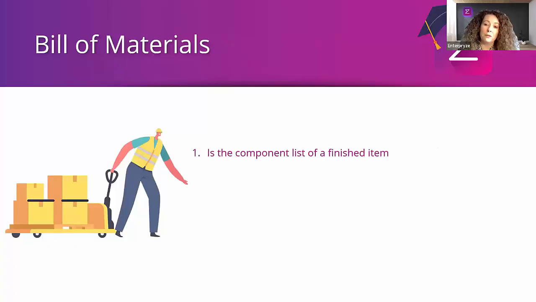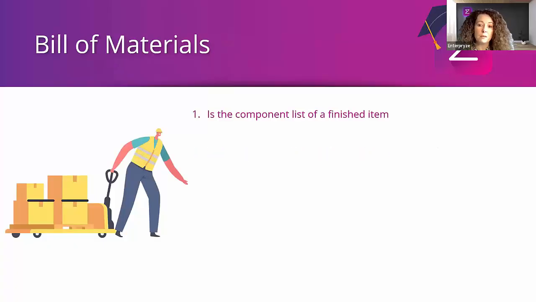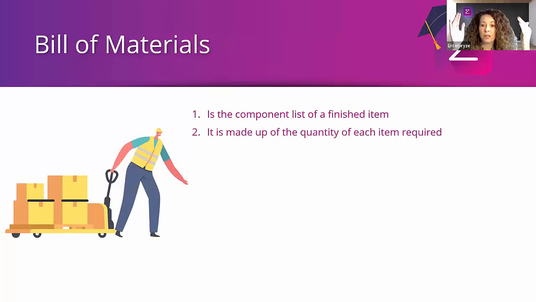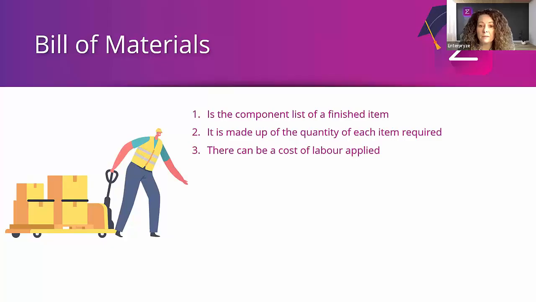So I'm just going to do a quick reminder of a bill of material item. This is something we touched on in Module 6, and this is just to remind us all what a bill of material item is and what it contains. So very simply, it is a component list of a finished item. So we've got a production item. These are the raw materials that make up that production item. Nice and simple. And it's made up of a quantity of each of those items that are required.